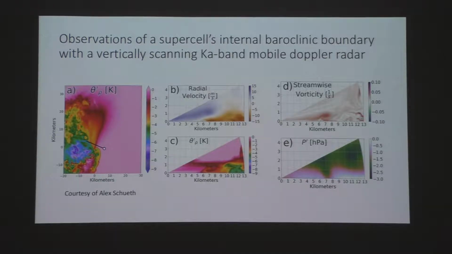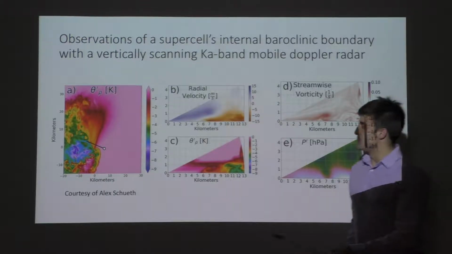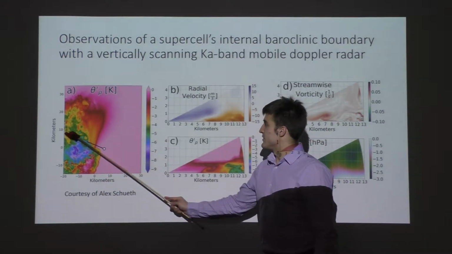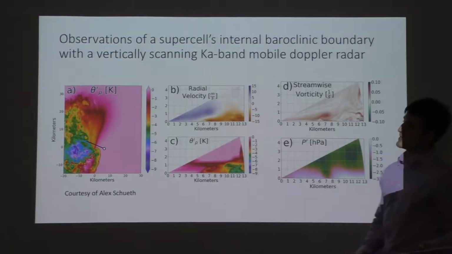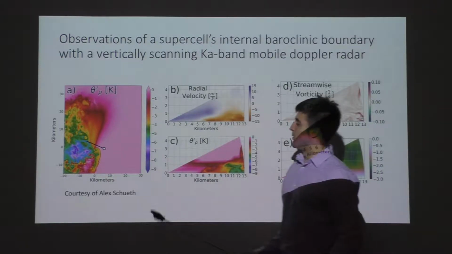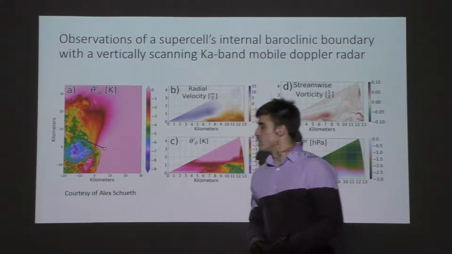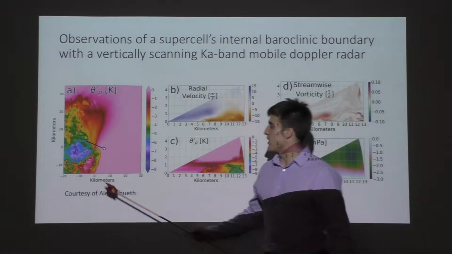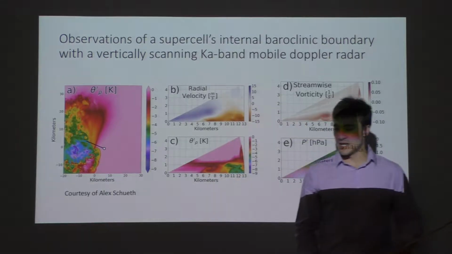So this was provided by Alex Schuth, who's over in Lubbock, Texas. And he recently, using Ka-band vertically scanning mobile Doppler radar, looked through the outflow region of the supercell. This is the surface density, perturbation density potential temperature, where the blues are more dense regions relative to the environment, and the reds and the pinks are less dense regions.